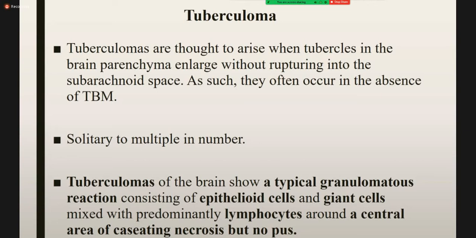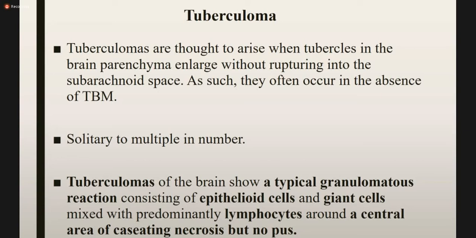Tuberculomas of the brain show a typical granulomatous reaction, which consists of epithelioid cells and giant cells mixed with predominantly lymphocytes around a central area of caseating necrosis, but no pus.